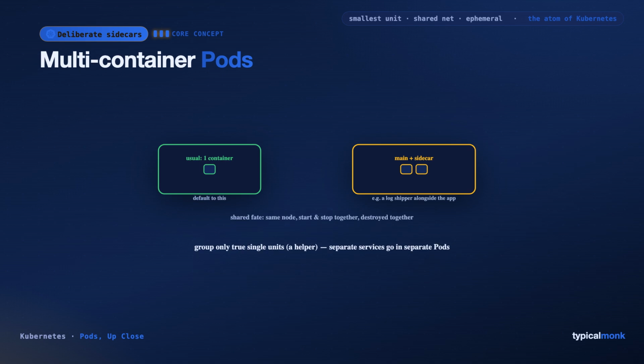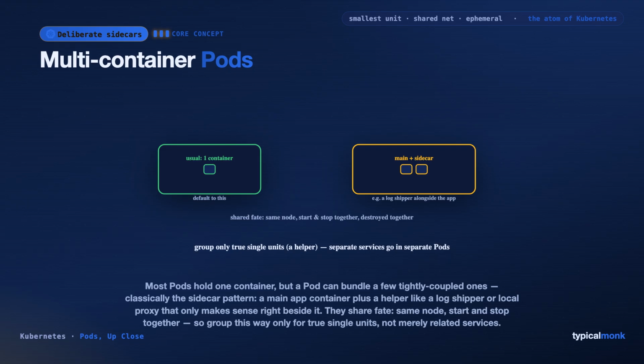The defining feature is shared fate. Containers in the same pod are always scheduled onto the same node. They start and stop together, and if the pod is moved or destroyed, all of them go with it. That is precisely what you want for a helper that is meaningless without its main app. The rule of thumb is important though. Only group containers in one pod when they are genuinely a single functional unit with a helper relationship. Separate applications that merely talk to each other belong in separate pods. Use multi-container pods deliberately for true sidecars, not as a way to cram unrelated services together.